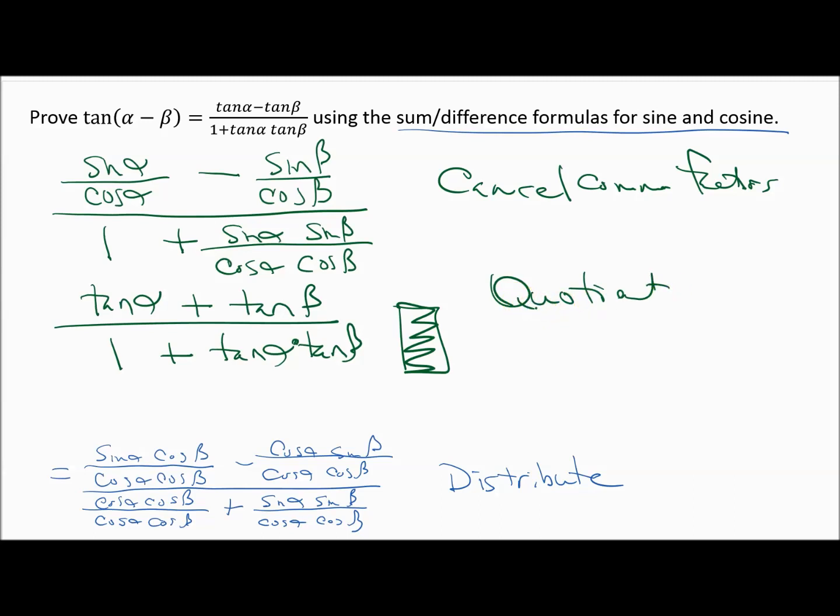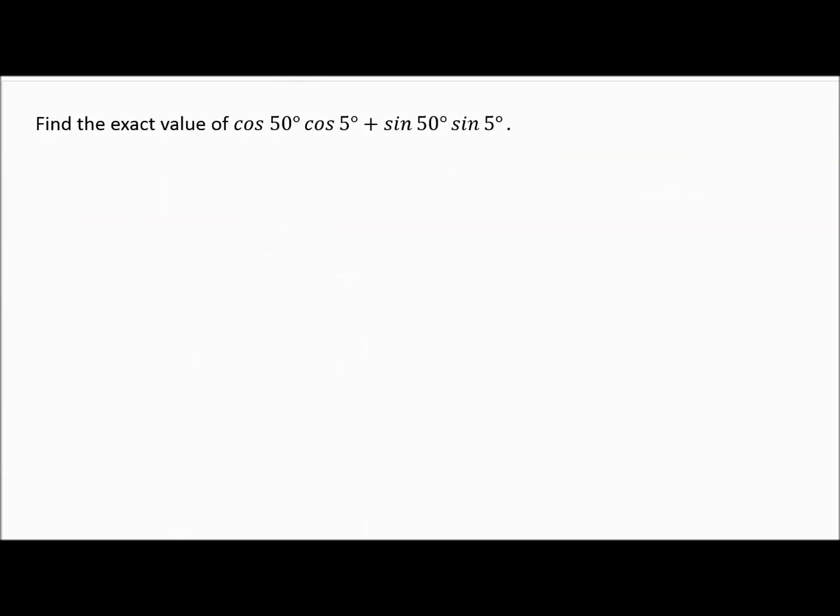Okay, so we proved using the sum difference formulas for sine and cosine that tangent of alpha minus beta is equivalent to this right-hand side of the expression. Now the next problem you might run across is find the exact value of cosine of 50 degrees, cosine of 5 degrees, plus sine of 50 degrees, sine of 5 degrees. Now again, keywords here, we're supposed to find the exact value. You know what that means. It means absolutely no calculator.